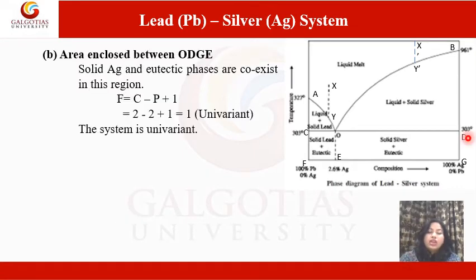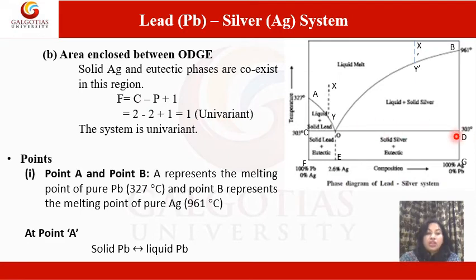The next area is the area enclosed between O, D, G, E, that area. So solid silver and eutectic phase coexist in this region. So according to the phase rule equation, F is equal to C minus P plus 1, that is 2 minus 2 plus 1, which is equal to 1, means the system is univariate.